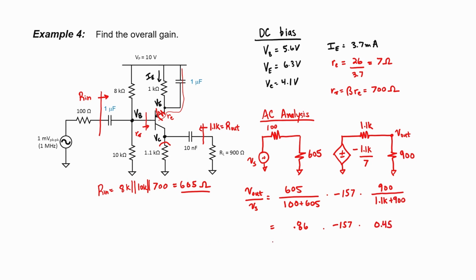It's unchanged from the previous example, and our net gain winds up to be negative 61. Now, a gain of 61 is a pretty decent gain, and the reason why the gain in this example could be so high is because our load resistor is not really all that small, 900 ohms, so we can get a fairly respectable gain here.